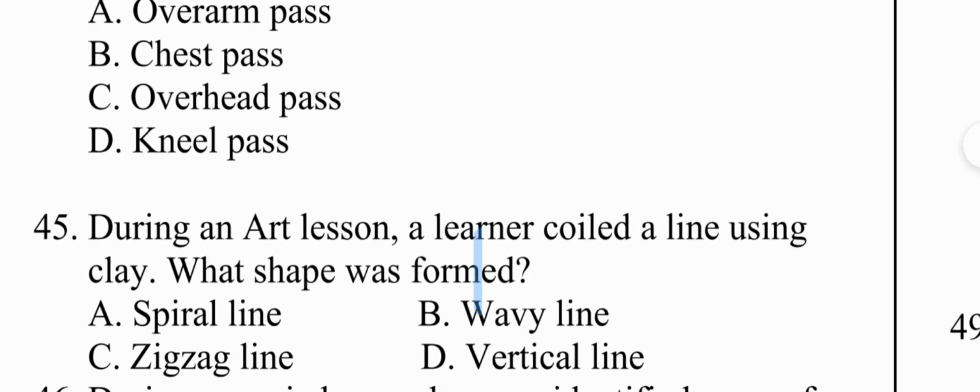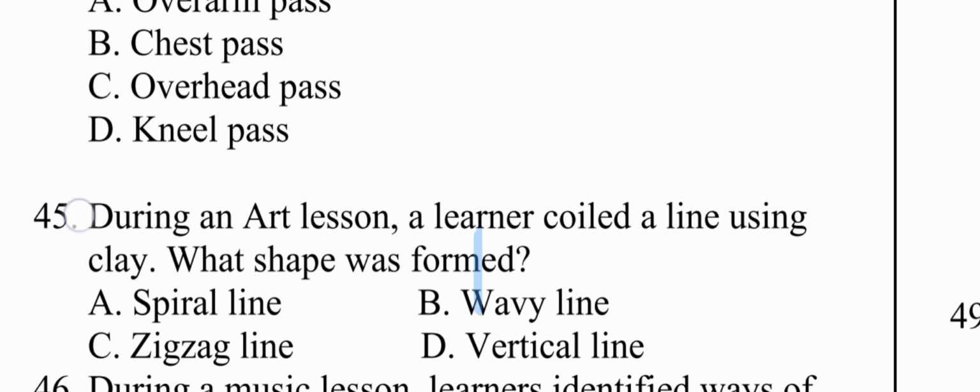During an art lesson, a learner coiled a line using clay. What shape was formed? Coiling using clay. That one is a spiral. The correct answer is A.